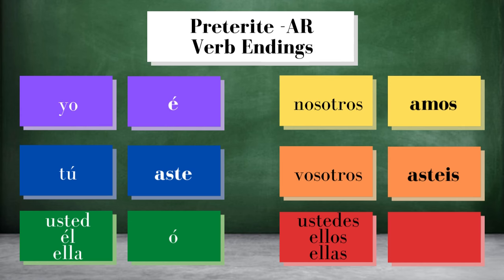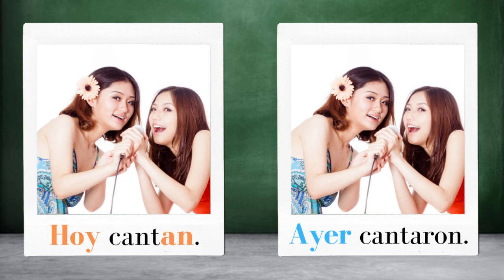Now we can go ahead and add the vosotros preterite AR verb ending to our chart. There's only one more. Hoy cantan. Ayer cantaron. What is the preterite AR verb ending for the ellos, ellas, and ustedes form? Aron. Great job. Let's go ahead and add this last conjugation form to our preterite AR verb endings chart.